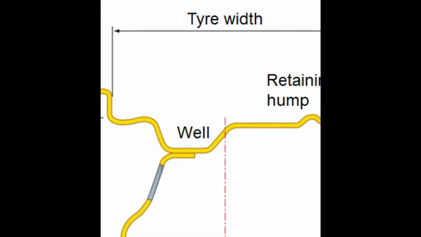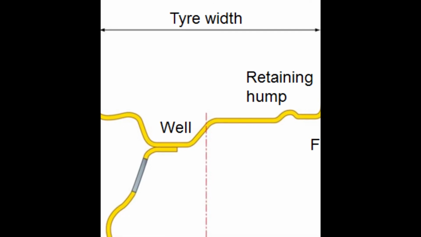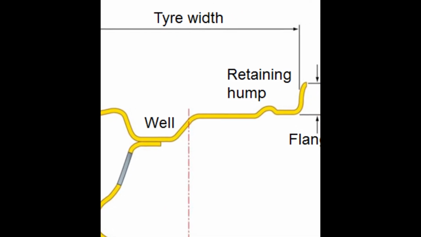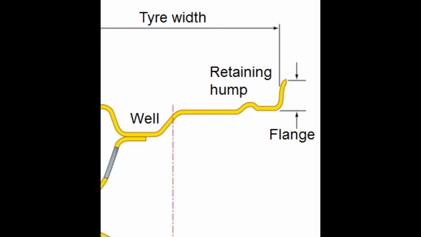The second feature I want to point out is the retaining or the safety hump, and this is there to keep the tyre bead in place when you're cornering, and it prevents sudden deflation of the tyre.